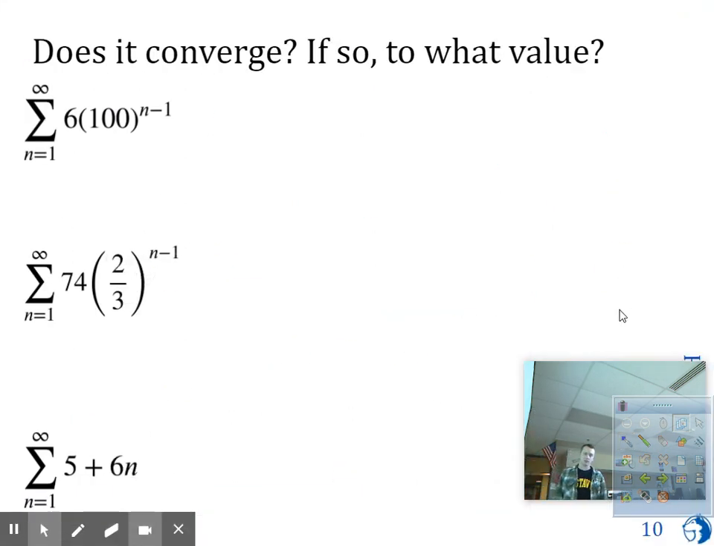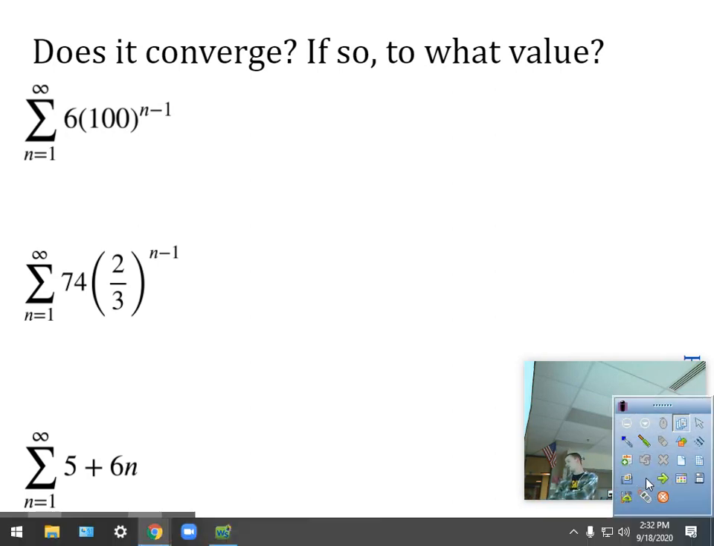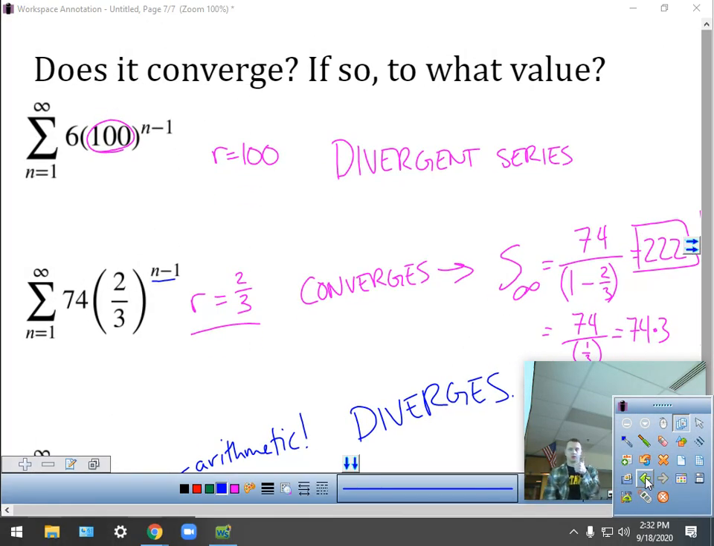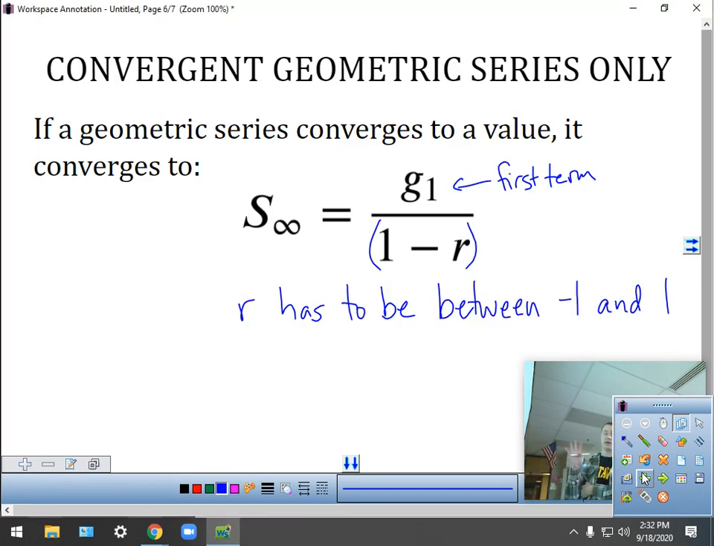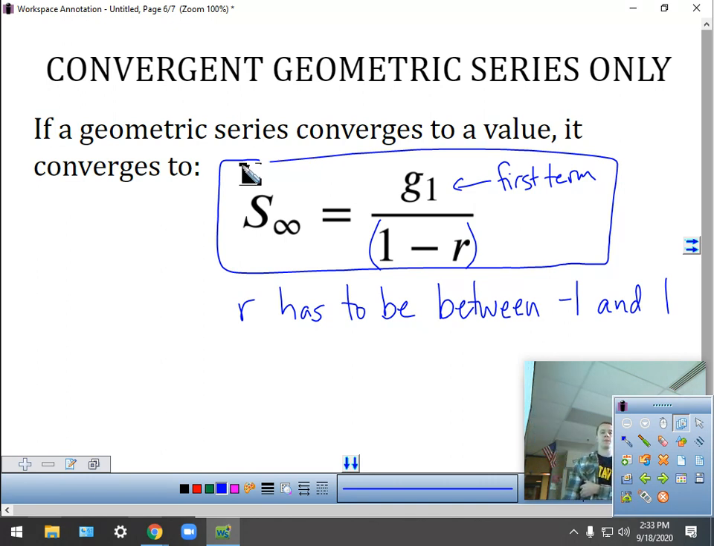That is it. Okay, so summary. Only geometric series can converge. Only geometric series that have ratios that are between -1 and 1 can converge. And only convergent geometric series converge to this value. So you can use those pieces of information to find the value of that infinite geometric convergent series, and you'll have a little practice with this, and then we're done. That's it.